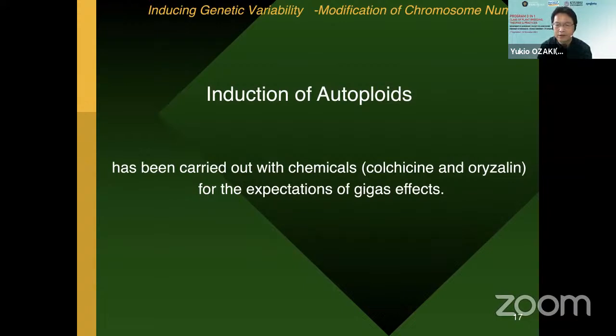The primary technique for inducing autoploids is the use of colchicine, an alkaloid from the autumn crocus, Colchicum autumnale. Another chemical, oryzalin, is also used for autoploid production. These chemical compounds work by disrupting the spindle mechanism in mitosis, thereby preventing the migration of duplicated chromosomes to opposite poles at anaphase.